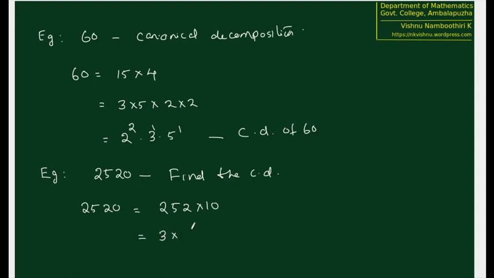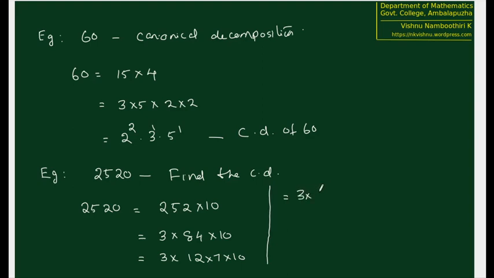So this is 3 into, in whatever way we like, we can factorize it, 3 into 84 into 10. Now we will break it down further into primes. 3 into 84. 84, we know that it is 12 into 7. So 3 into 12 into 7 into 10.